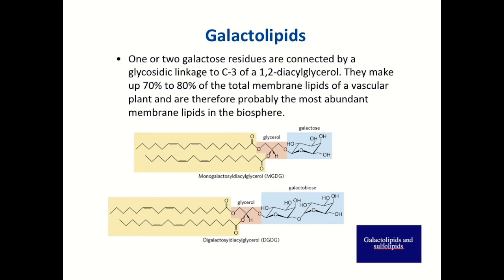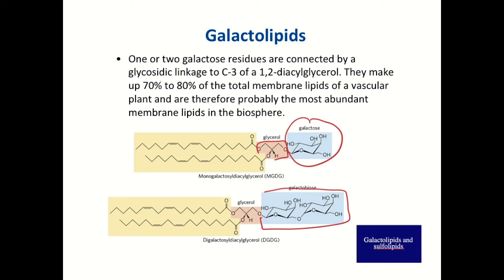The next category of membrane lipids is galactolipids. In this, one or two galactose residues are connected by a glycosidic linkage to C3 of a 1,2-diacylglycerol. So here's your glycerol, and then here's your galactose sugar. So it's connected to C3 of the glycerol. And here you have multiple galactose sugars.